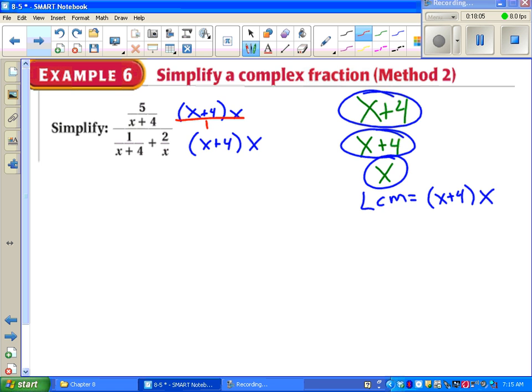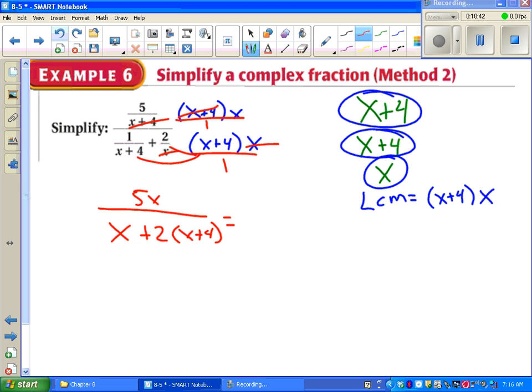You could really think of these both as being over 1 if it helps you. X plus 4 and x plus 4 cancel out. All we're left with is 5x. On the bottom, we have to distribute this LCM. On the first one, the x plus 4's cancel out. And all we're left with is 1x. On the next piece, as we distribute, the x's cancel out. All we're left with is 2 times x plus 4.